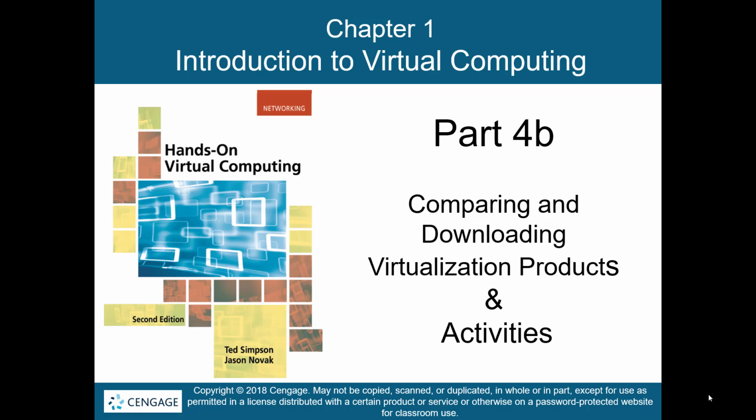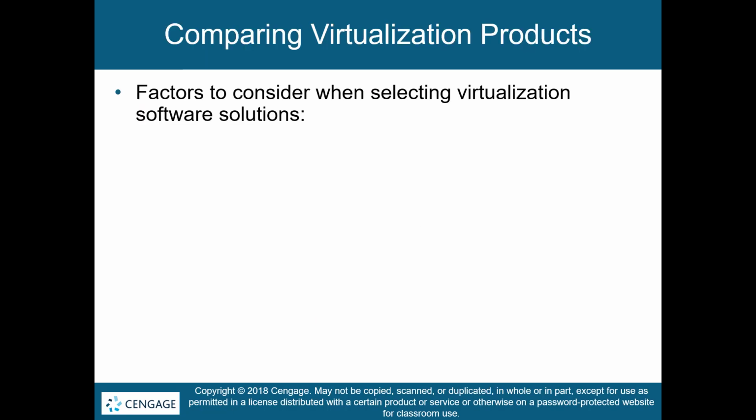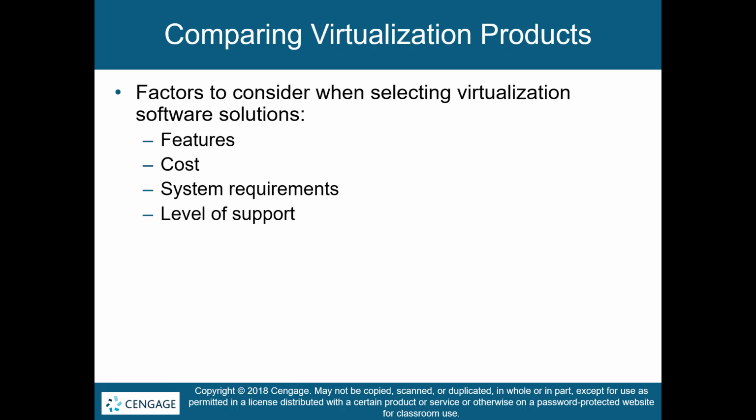Welcome back to Part 4B, in which we'll be comparing and downloading virtualization products, looking at the activities that are in this chapter. Some factors to consider when selecting virtualization solutions include things like the software features, which we studied earlier in Part 4, the costs, what the system requirements are, especially for the Type 1 hypervisors, what level of support you may want, if you have familiarity with the software.